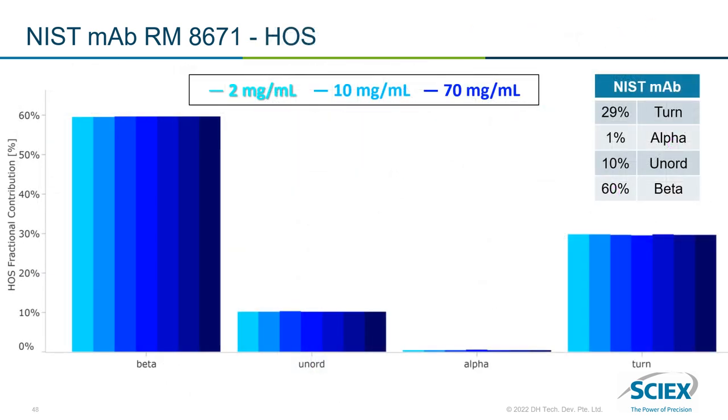This is the HOS plot for the NISTMAB. As we could see from the previous slide, the spectra were superimposable, and the HOS percentages are the same for all concentrations tested, and the percentages of helices, turns, sheets, and unordered regions are what you would expect for the NISTMAB.